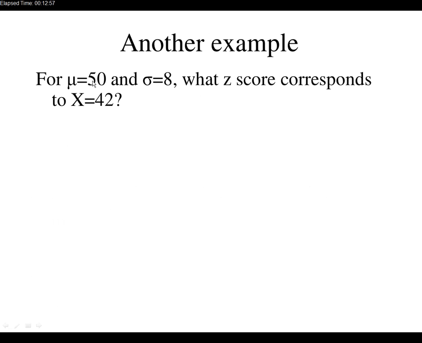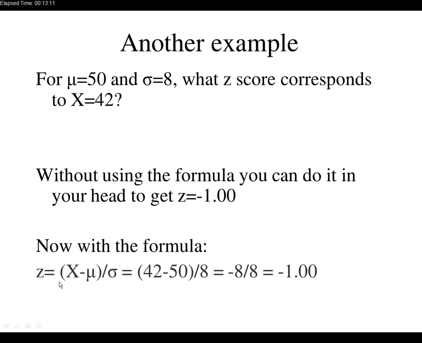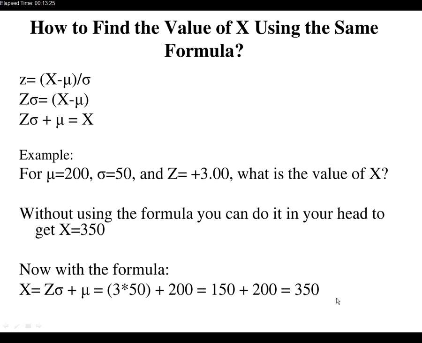Here's another example. For mean equals 50 and standard deviation equals 8, what Z-score corresponds to X equals 42? Without using the formula, you can do it in your head to get Z equals 1. Here's the formula. Z equals X minus the mean divided by the standard deviation equals 42 minus 50 divided by 8. So it's negative 8 divided by 8 equals negative 1. Okay, and let's see how to find the value of x using the same formula. It's just doing it backward.